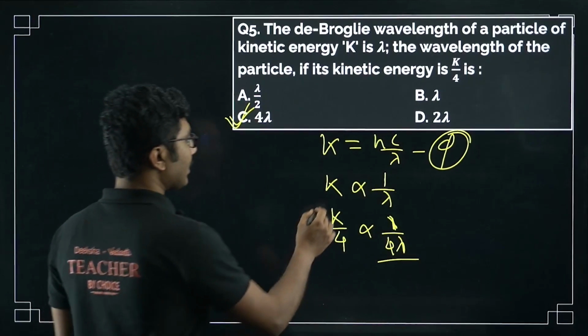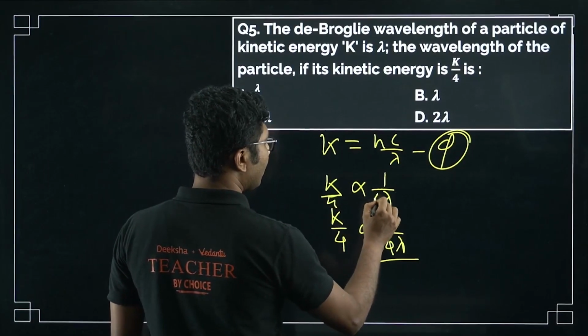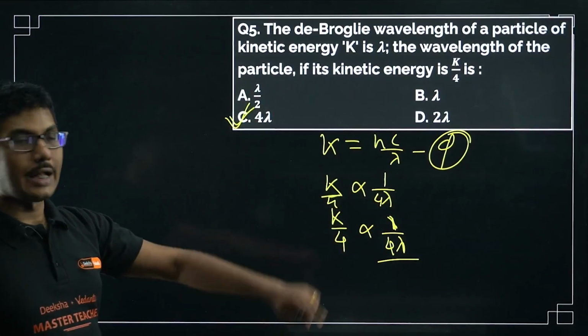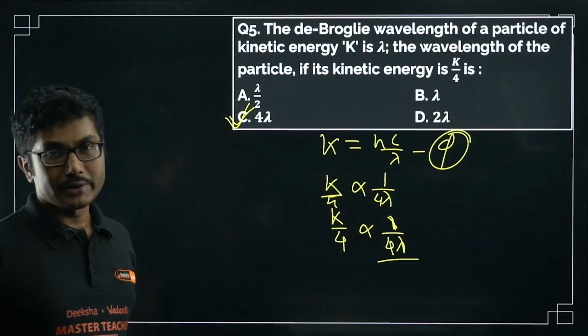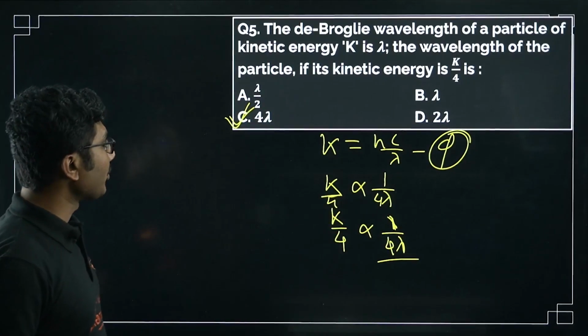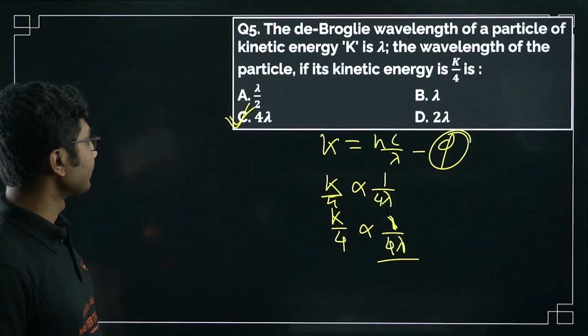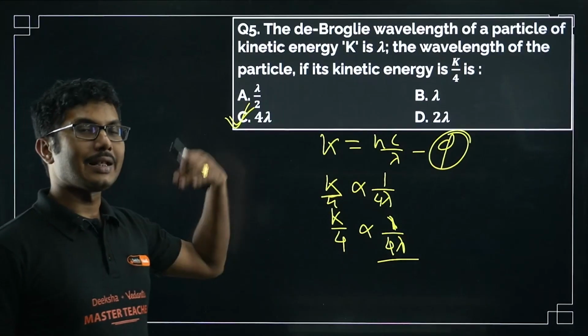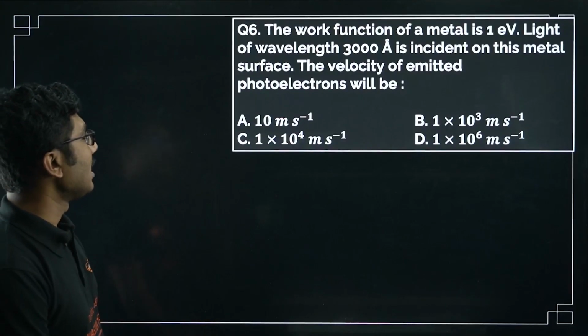So basically what you have done, you have divided by 4 here, you have multiplied by 4 here, so directly K by 4 means the wavelength will be 4 lambda, inversely proportional, that will be the relation. So if kinetic energy decreases, lambda increases, as simple as that.